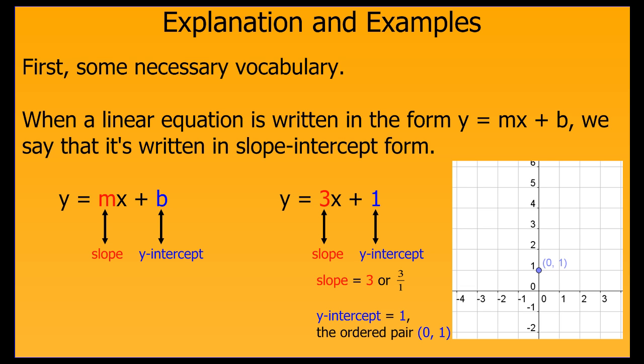Once we have this information, then it's easy to graph this equation. We start by plotting the y-intercept, in this case the point (0, 1). Then we use our slope of 3, or 3 over 1, to go up 3, and then over 1. We can now connect this point with the y-intercept we already plotted to get the graph of our line.